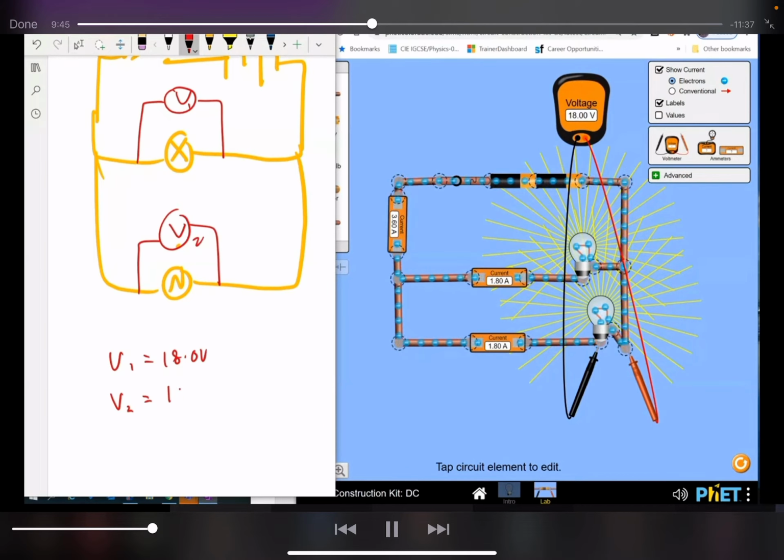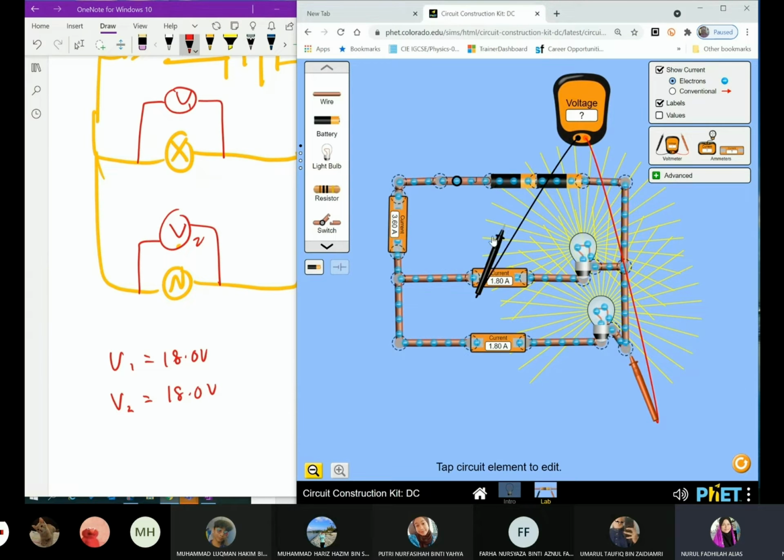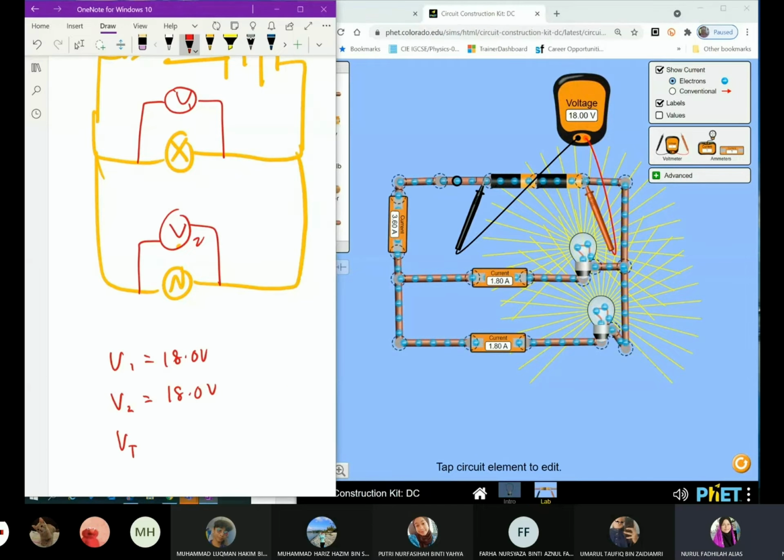18. 18 also. Okay. Now, what if we place it at the battery? Battery. Yeah. So what was the reading? 18 as well. So actually, if you place the voltmeter parallel to the dry cell, you are measuring the total voltage. So what conclusion can we make?